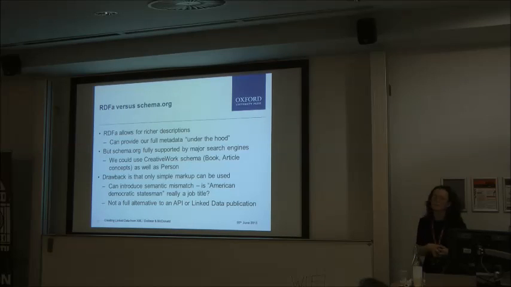As well as the person example I showed, we could also use the creative work schema, which has things like book and article. But the drawback of schema.org is that you can only use a very simple markup, and it can really introduce semantic mismatch. They've got a term, job title, but what we've got in our data is actually occupation. For Barack Obama, it's occupation, American Democratic Statesman, and that's not really a job title. So you can see the kind of problem you might get there. And finally, it's not a complete linked data publication either. Although it's a step along the way, it's still not necessarily where we want to be.